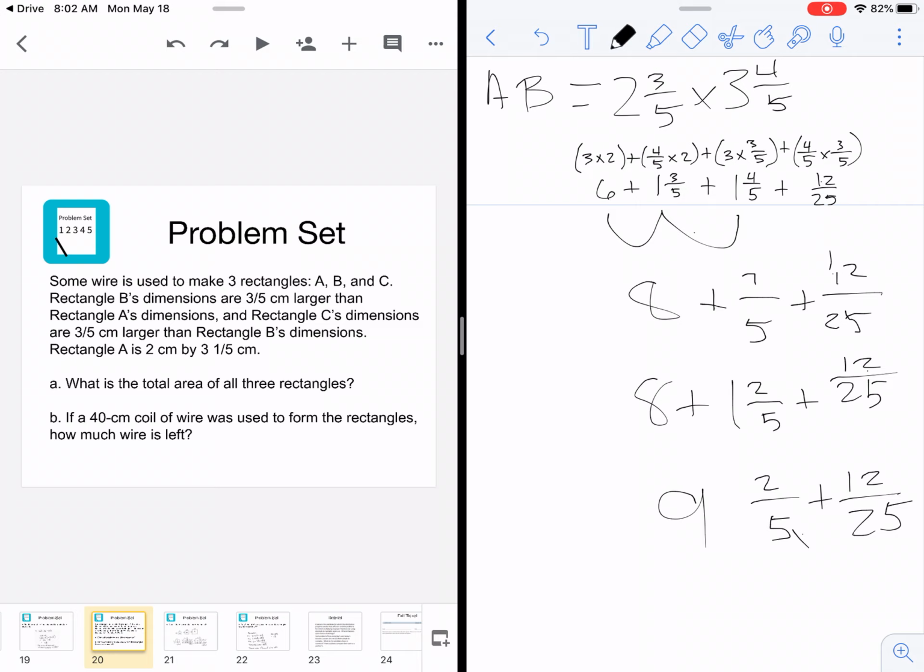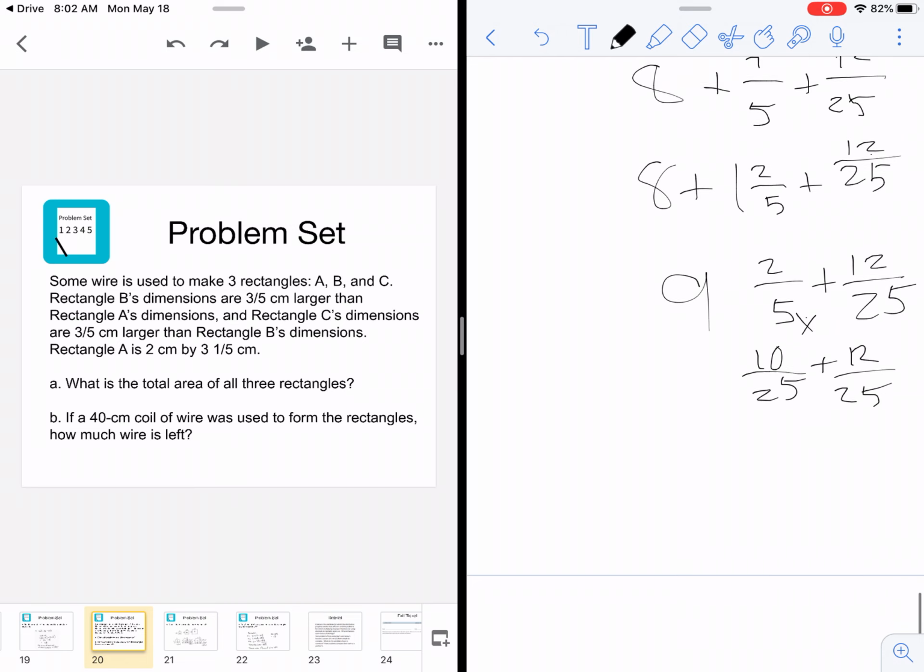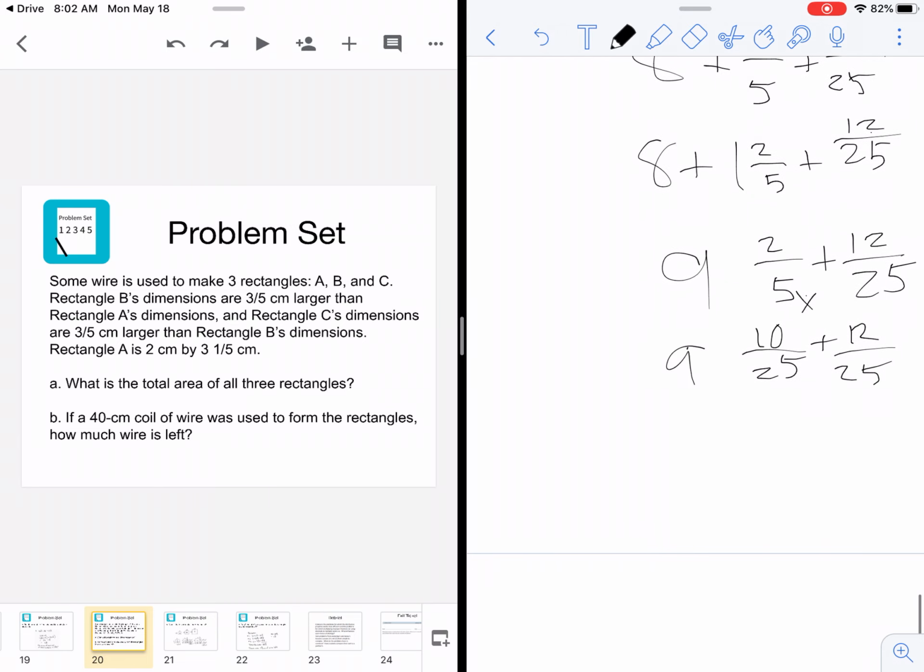5 times 5 is 25. 2 times 5 is 10. So I have 10 25ths plus 12 25ths. 9 plus 10 and 12 is 22 25ths. 9 plus 22 25ths is 9 and 22 25ths.